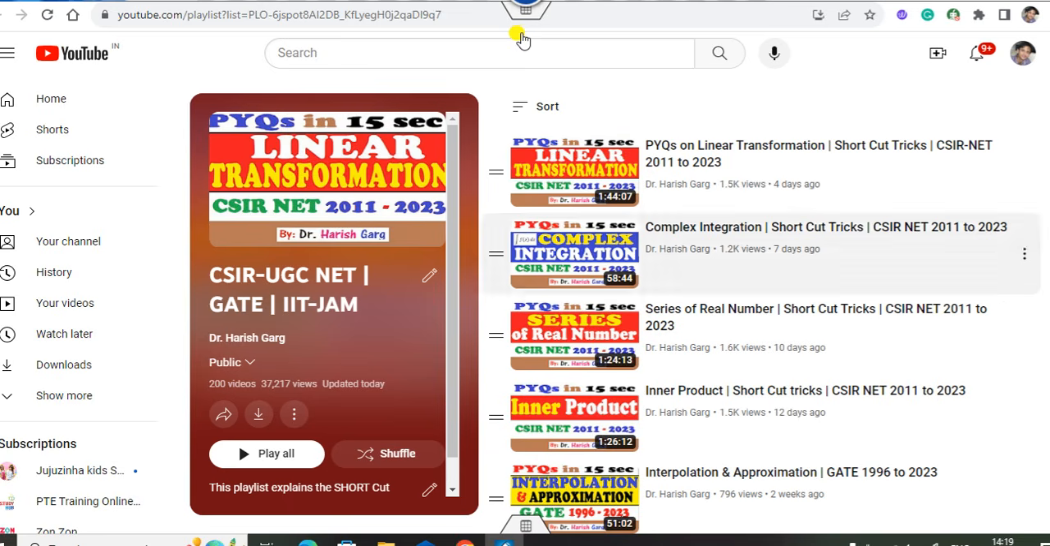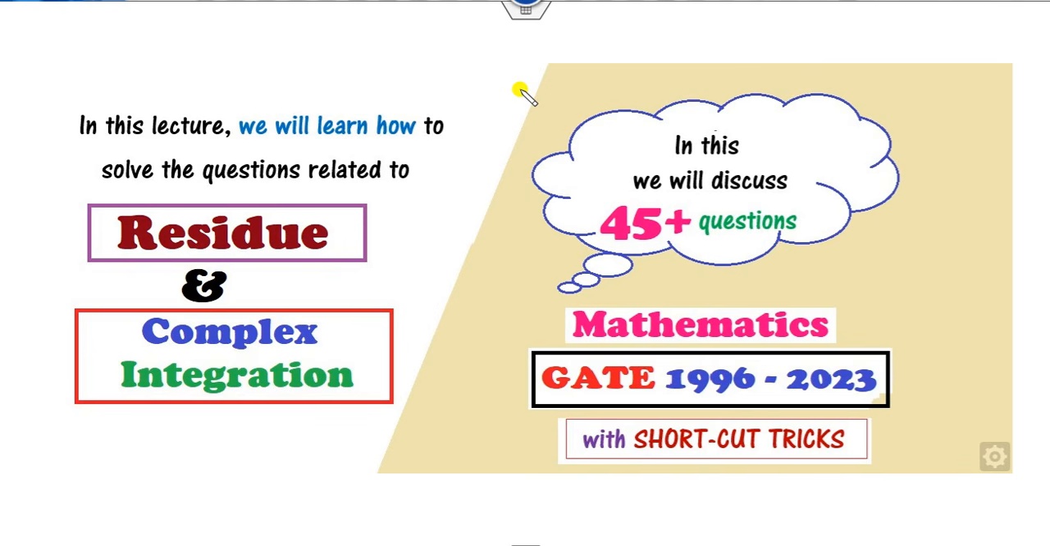The last time we discussed linear transformation and complex integration from the CSIR NET of the last 12 years. In this lecture, we will see complex integration and the residue. We will cover more than 45 questions in this lecture related to GATE mathematics from these years. Definitely, we will cover all those questions with the help of shortcut tricks.